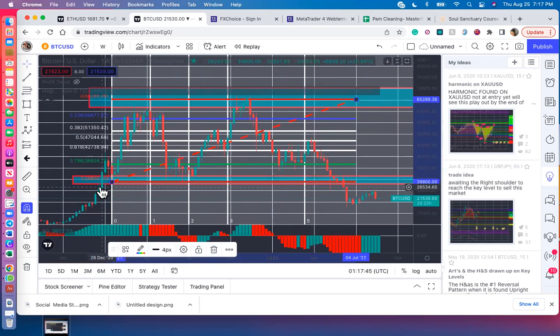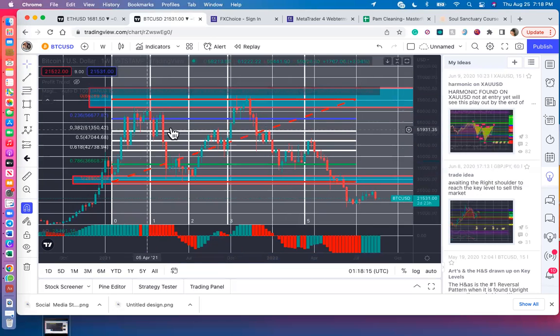If we come up here, look how this first jump brought us right past this 50, and then we had this rejection off the 618 right here, letting us know that she was going to come up here. We also had this slight rejection off the 382, which is the second best entry off these Fibonaccis.